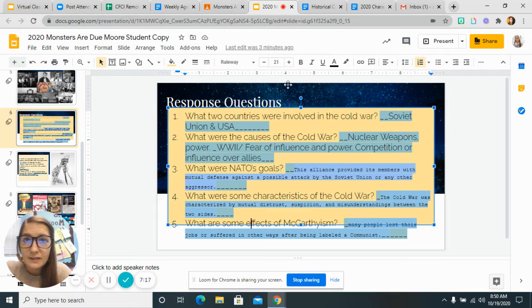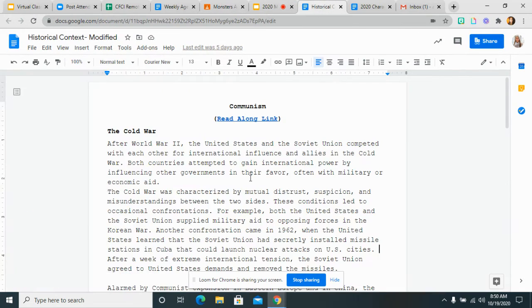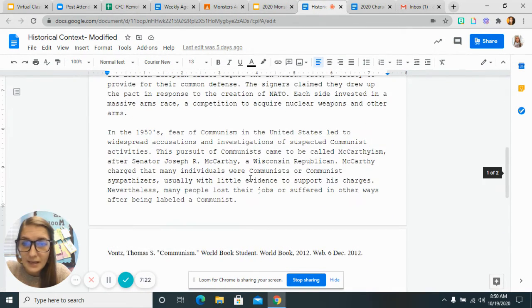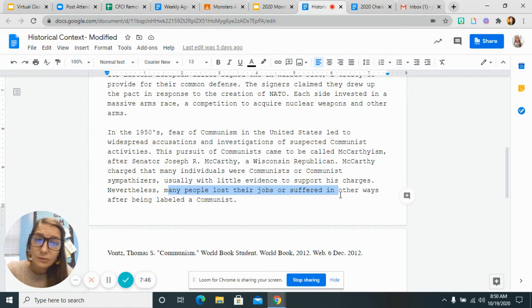So what are some effects of McCarthyism? At the very end of your article, it talks about McCarthyism. That is a senator at the time, a Wisconsin Republican senator, who is credited for that term. He charged that many individuals were communists or communist sympathizers, or a sympathizer is more like an ally or a friend of the communists, usually with little evidence to support his charges. Nevertheless, many of those people lost their jobs and or suffered in other ways after being labeled a communist.